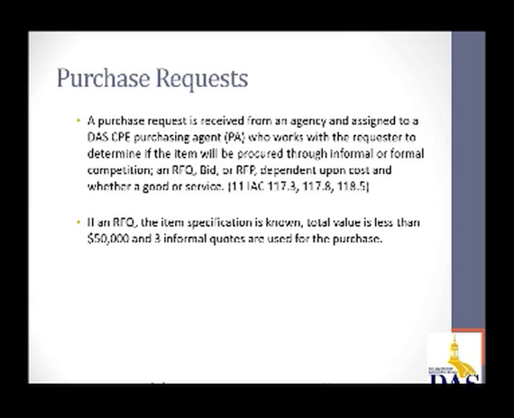If the item's an RFQ, essentially the item specification is thoroughly known. Its value is going to be less than $50,000, and 3 informal quotes are used for the purchase. You'll find that under IAC 117.3, as well as 118.5. The informal quote can be obtained through a fax, a telecon, or email, and it's as simple as that.